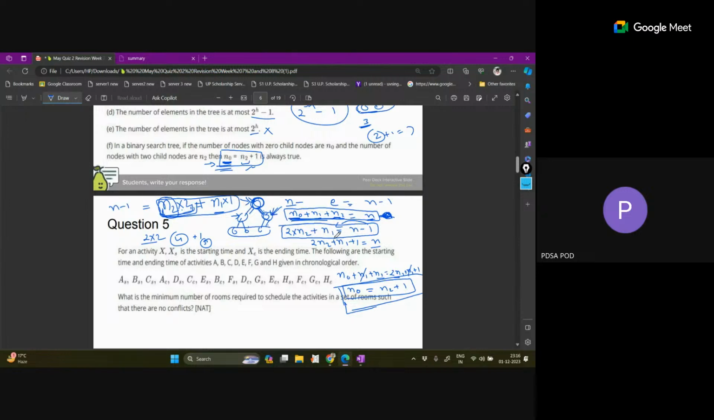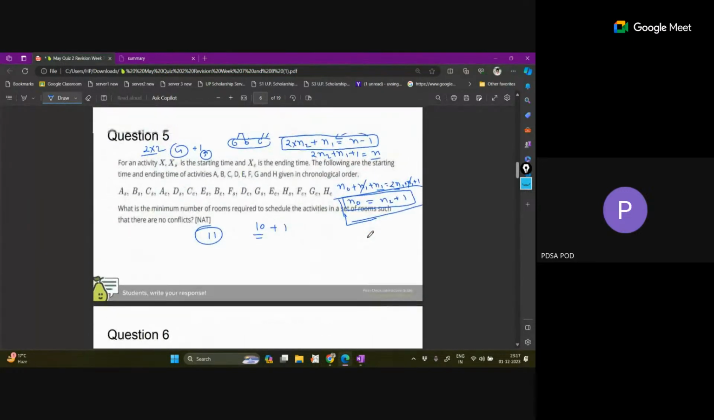Okay. So this is one property. Just remember this, n0 equal to n2 plus 1. This type of information may be given in some questions. So some n2 value is given. What would be the leaf node? Suppose the question is given like this: number of nodes with 2 children is 10. So how many leaf nodes are there? You can directly use this formula. Just add 1 and return 11. Okay, 11 leaf nodes will be there.